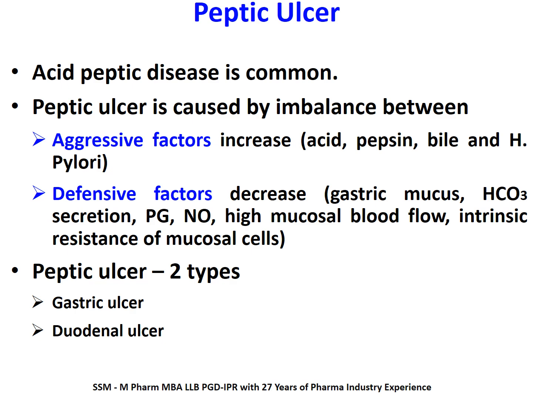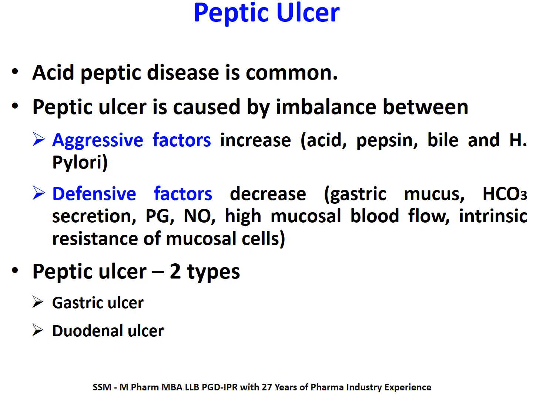Peptic ulcer is mainly caused by imbalance between aggressive factors and defensive factors. Aggressive factors are acid, pepsin, bile, and H. pylori infection. Defensive factors are gastric mucus, bicarbonate secretion, prostaglandins, NO or nitric oxide, high mucosal blood flow, and intrinsic resistance of mucosal cells. So if there is an increase in aggressive factors, then peptic ulcer may happen, and if there is a decrease in defensive factors, then also there are chances of peptic ulcer.